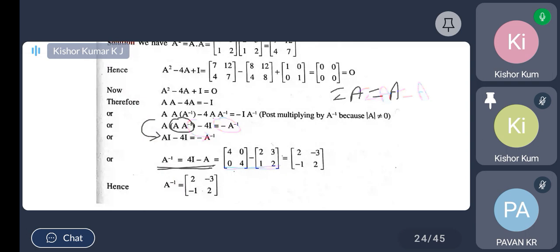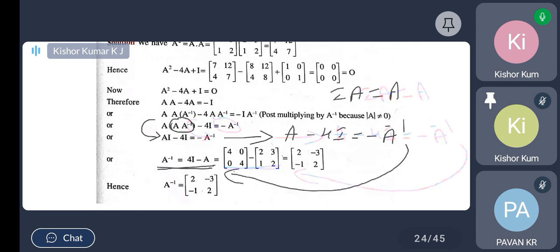See, after this step you can get A minus 4I is equal to minus A inverse. I am going to multiply with the negative sign throughout the equation. So hence we can easily get the equation in the form of A inverse is equal to 4I minus A. So that is the A inverse value. See, we did not apply any formula here. Only by using the provided equation we have found the A inverse value.